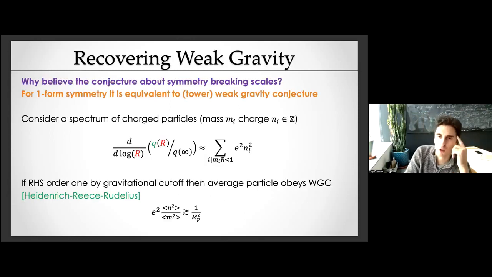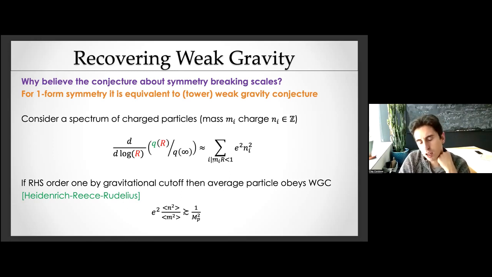Okay, so why should you believe this conjecture about symmetry breaking scales? Well, for one-form symmetry, this is equivalent to something called the tower weak gravity conjecture. So let's go through that a little bit slowly. We consider a spectrum of charged particles. We have masses m_i and charges n_i. Previously I was discussing a single particle of charge n, but now I imagine a spectrum of them. And I'd like to understand, how does Q depend on R? Well, I have this formula I wrote before, so now I have just a sum.